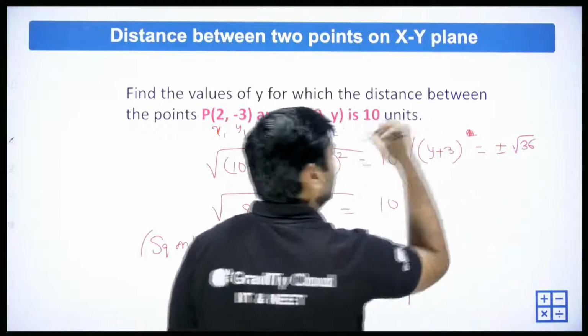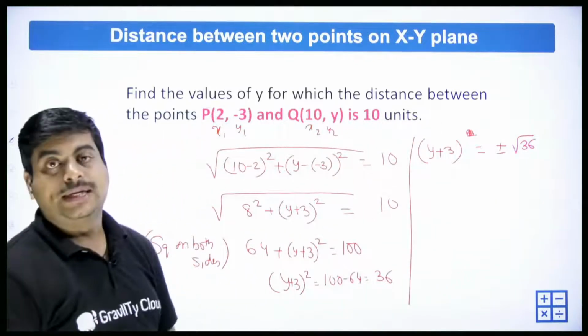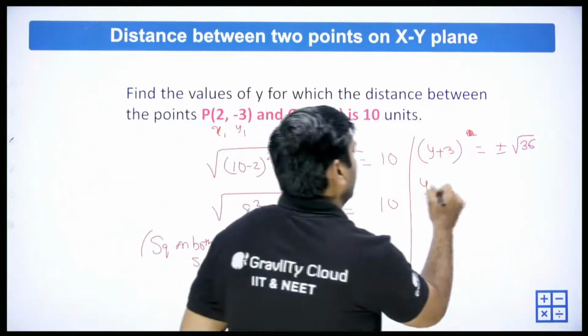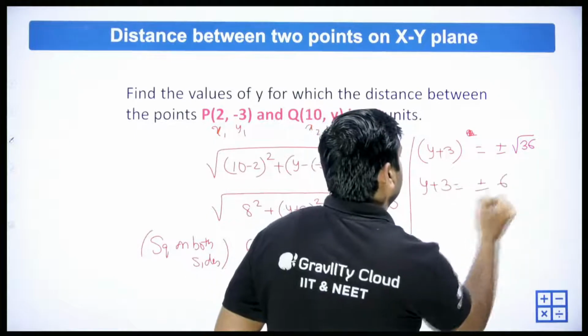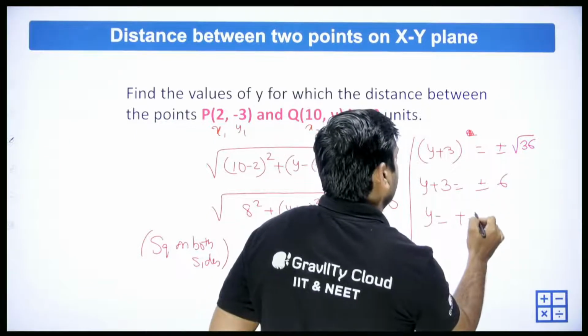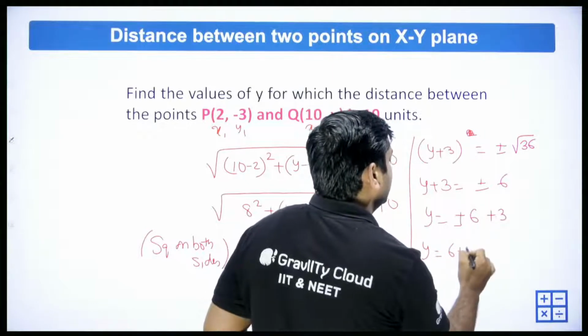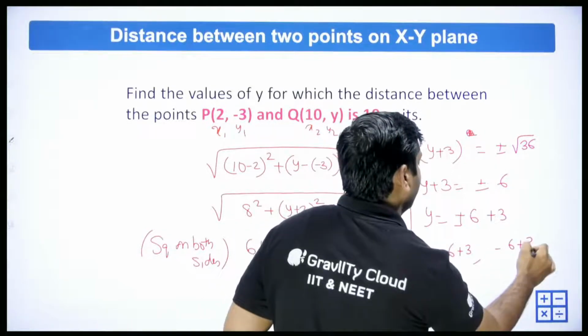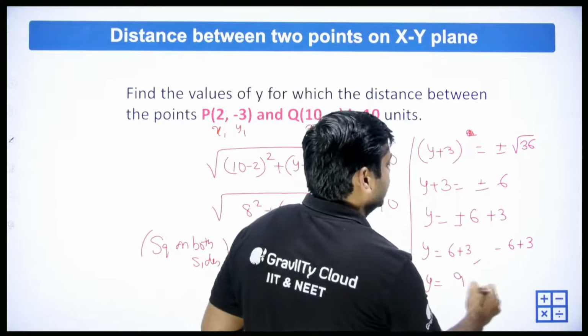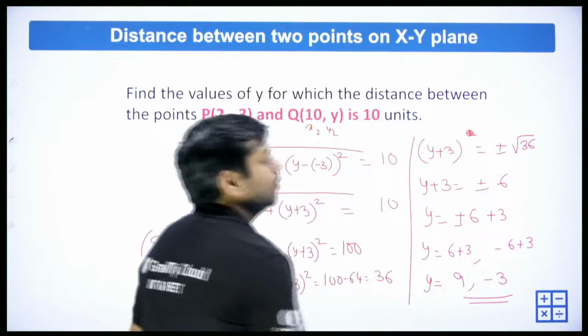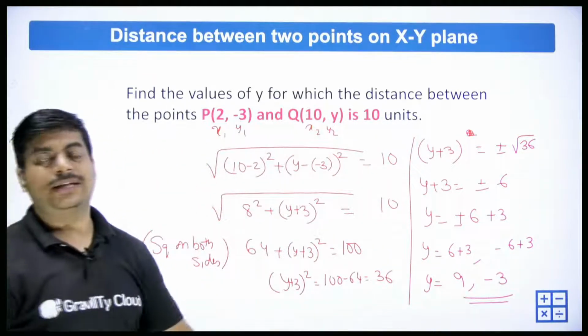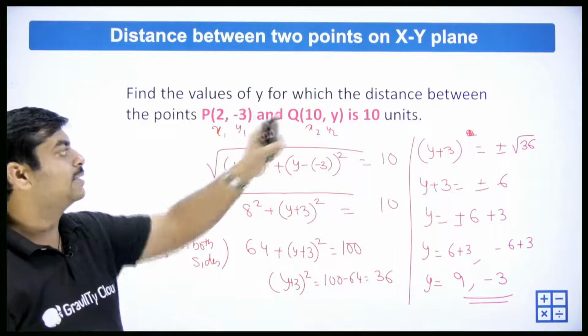Okay, the square will not be there. Root plus or minus root 36, which is equal to 6. y plus 3 is equal to plus or minus 6. So y equals plus or minus 6 plus 3. So y equals 6 plus 3 as well as minus 6 plus 3. So y will be 9 as well as minus 3. So 9 comma minus 3 are two values which satisfy this condition that the distance is 10 units.